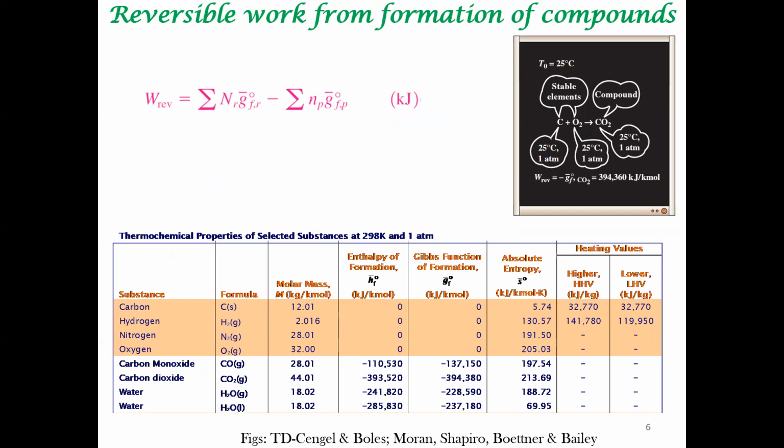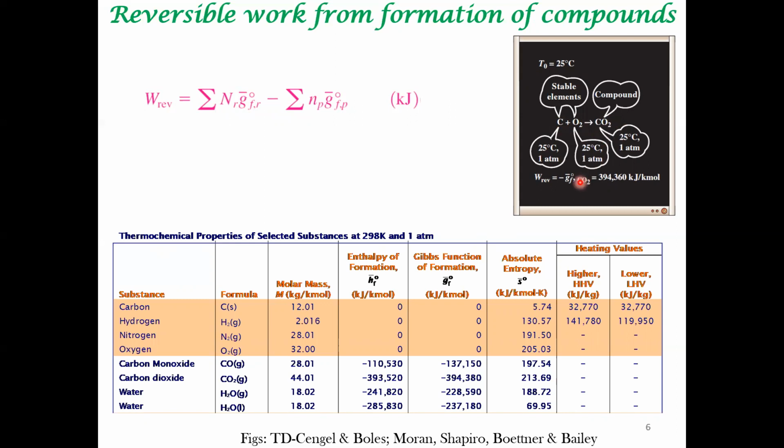So knowing what exothermic reaction is being conducted gives you an idea of what is the maximum work you can get from the system. For example, in this case, we have carbon oxidized by oxygen to form CO2. This is an exothermic reaction.